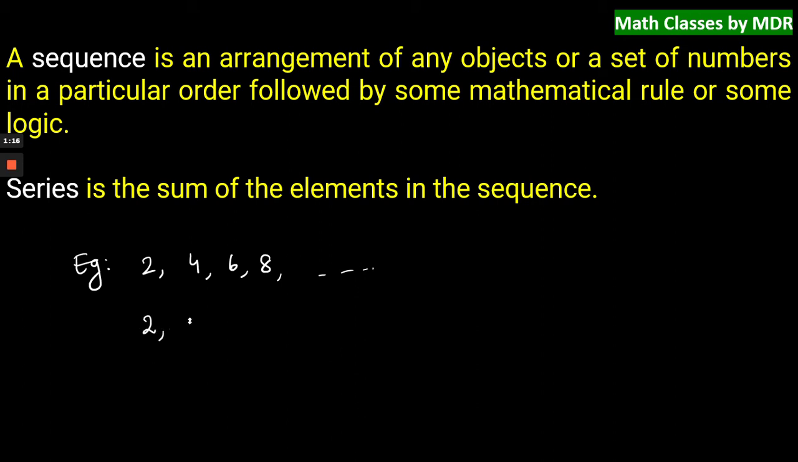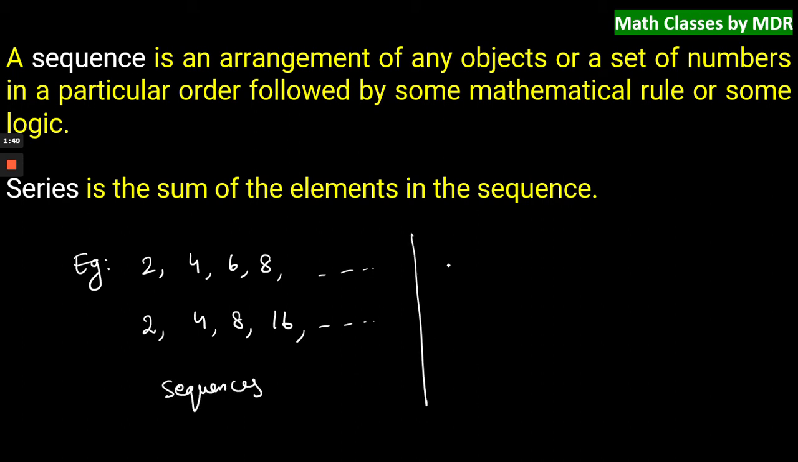Suppose I show you here 2, 4, 8, 16. This is another example of a sequence. By multiplying by 2, you will get the succeeding terms. That means multiplying the preceding term by 2, you will get the succeeding term. These are the examples of sequences.